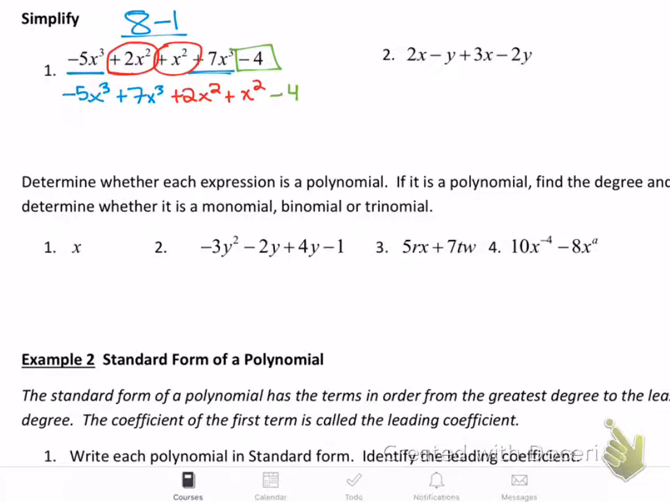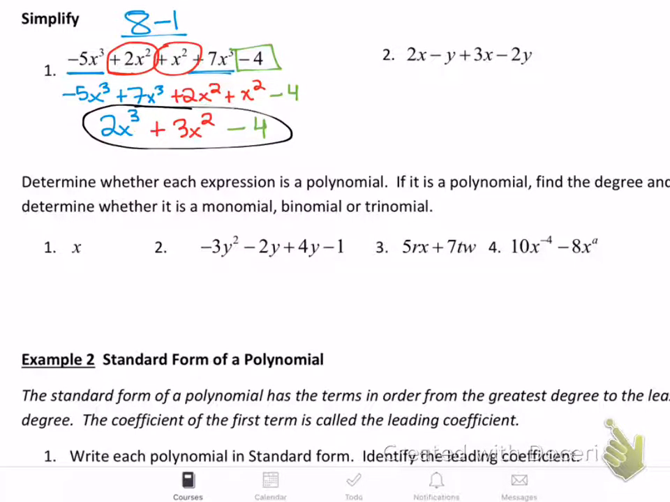So my x cubes can only go with x cubed. Negative 5x cubed plus 7x cubed turns out to be 2x cubed. A positive 2x squared plus another x squared gives me a 3x squared. And then since minus 4 doesn't combine with anything, we just have minus 4. And this right here is my answer, completely simplified.